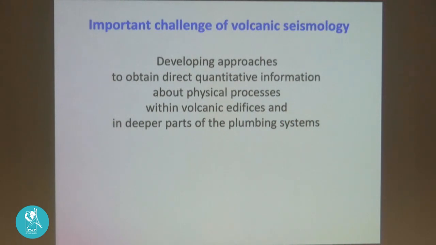Here is one of my main points about the modern state of volcano seismology: we still have a major challenge in this field. We need to develop approaches that allow us to use seismo-volcanic observations to obtain direct physical information about physical processes in volcanic edifices, and especially in deeper parts of plumbing systems. I don't have today answers on how to do this. I'll just show you a few examples, or maybe one example.